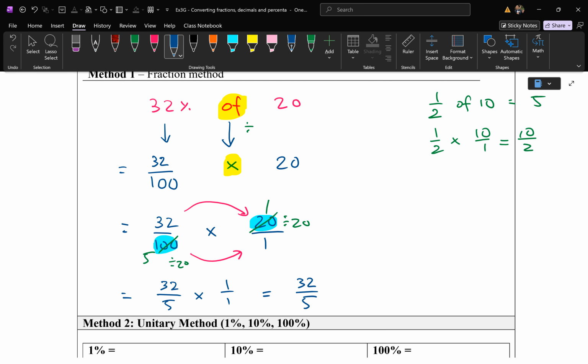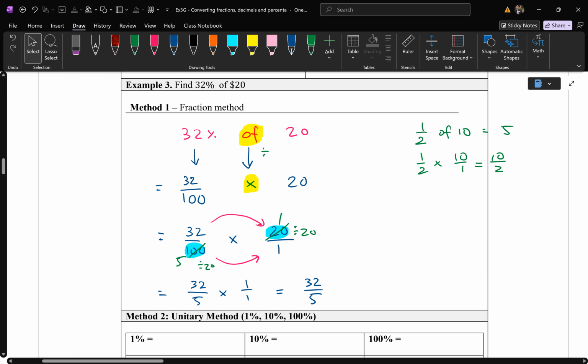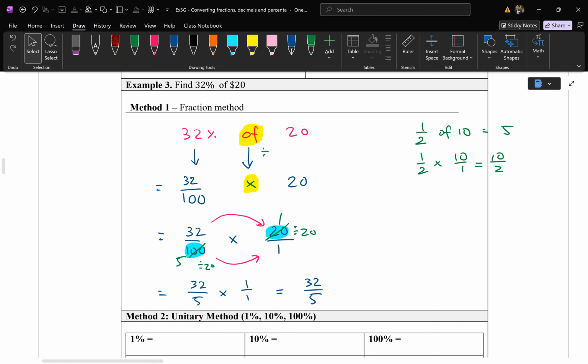So what's 32% of 20? It's 32 over 5. But a lot of people look at that and go, I don't understand that. That's not how we speak. So we convert it into mixed fractions so that people understand. How many 5s fit into 32? 6. So we say it's 6 wholes, remainder? 2 over 5, very good. So you can say 6 and 2 fifths. So it's $6 and 2 fifths.